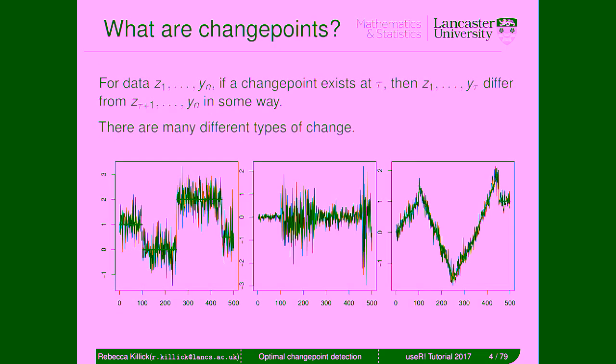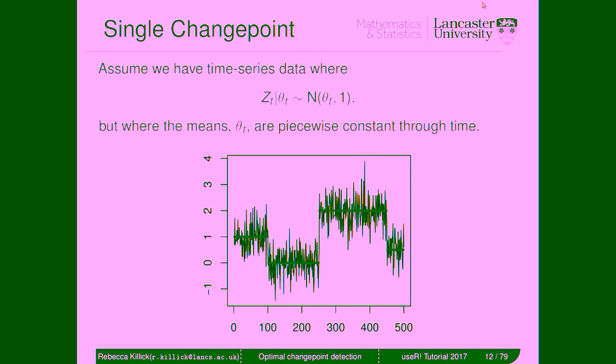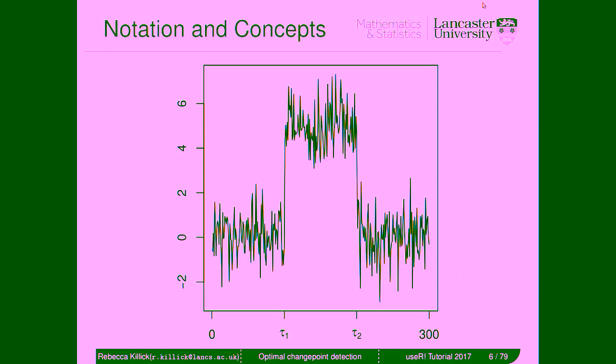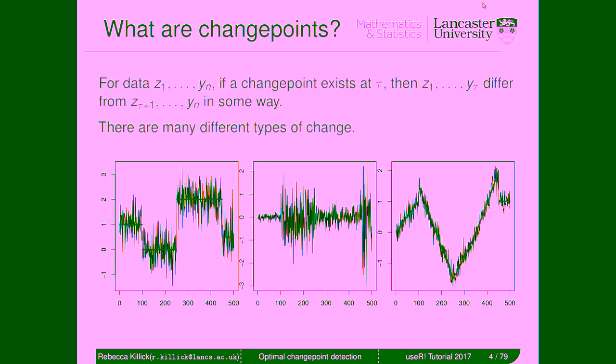So the basic setup is that I'm going to call my time series, and I've just realized my first mistake. These should be Zs here, not Ys. There we go. So this is what happens when Toby uses Z and I use Y.